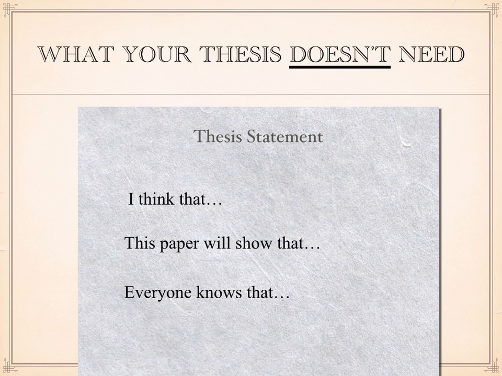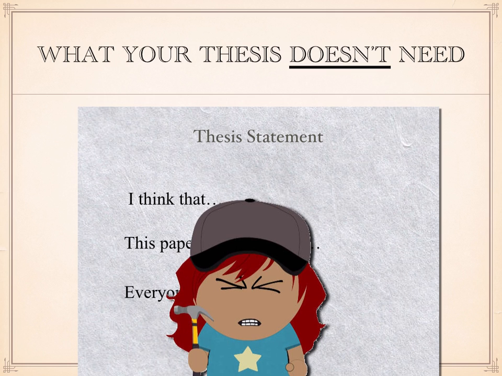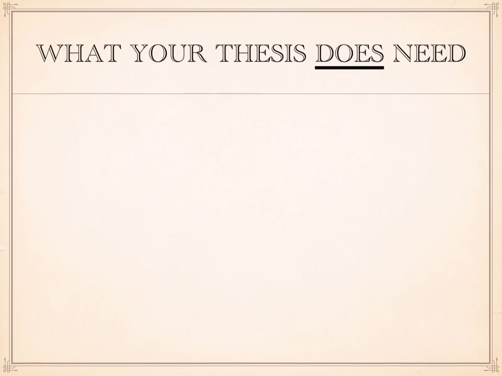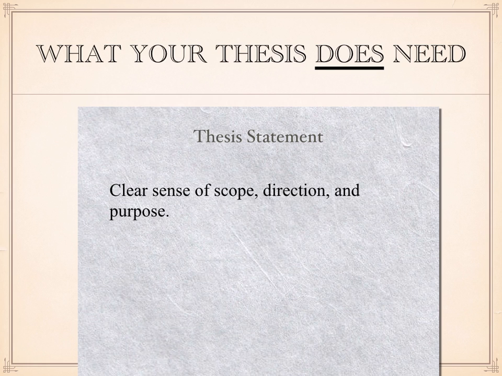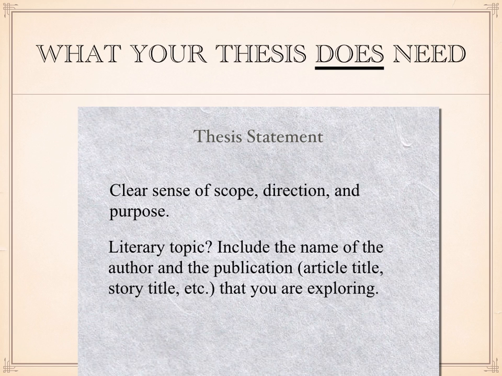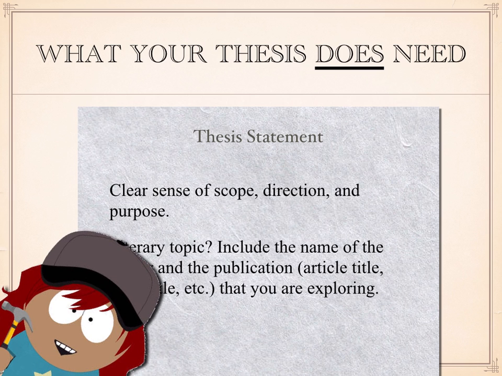And don't presume to know what everyone knows. If everyone knows it, then there's really no point for you to write about it. These sorts of statements will just sound clunky, and they're unnecessary. So what does your thesis need? Well, it definitely needs a clear sense of scope, direction, and purpose. We need to know how deep you plan to go, where you're going to take us, and in a sense, why that is important. And if you're writing about literature, be sure that you include the author's name and the title of the publication that you're talking about. All of this is part of the map that you're laying out for your readers.